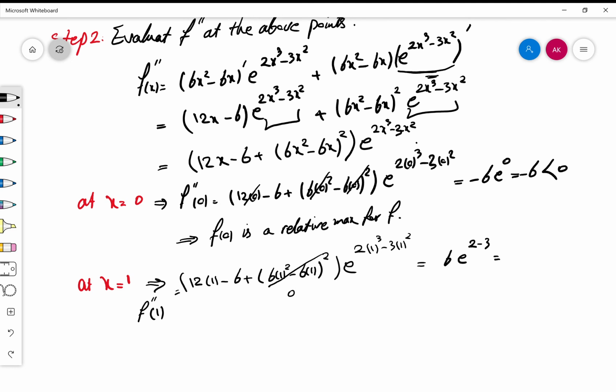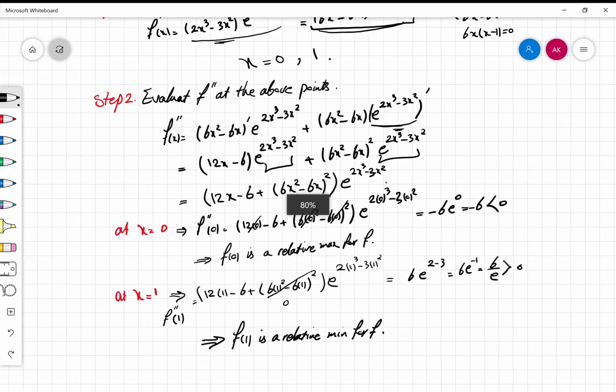So it is 6 e to the power negative 1, which is the same thing as, don't let that negative 1 in the power confuse you, it will be 6 over e. E is a positive number, 6 is a positive number, so this is positive. As a result, the value of f double prime at 1 is positive, so f at 1 is a relative min for f.